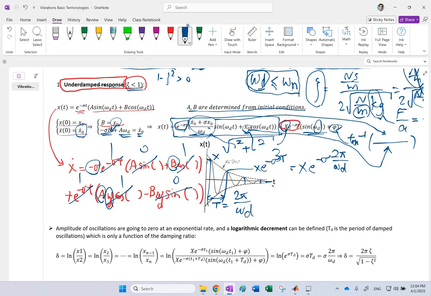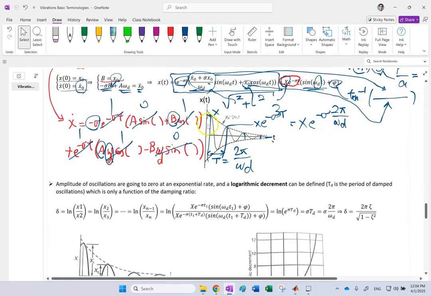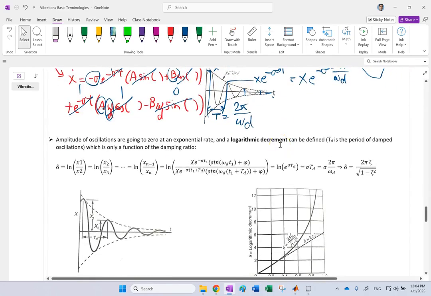So this is the kind of response that you get if zeta is less than 1 and your system is underdamped. Okay? Now, as I said, since the amplitudes are going down exponentially, there is a parameter that you define in this kind of response. We call it logarithmic decrement. What is that?